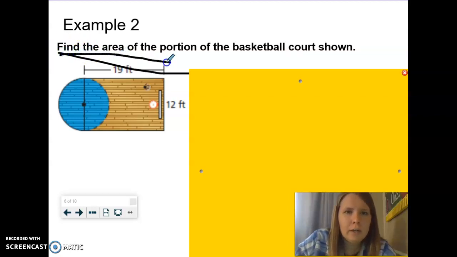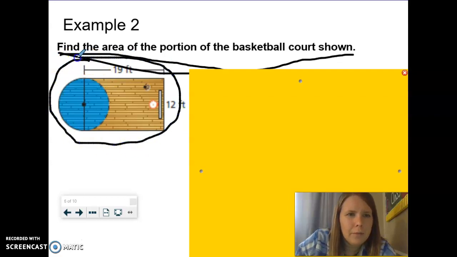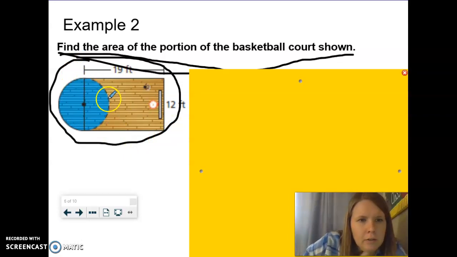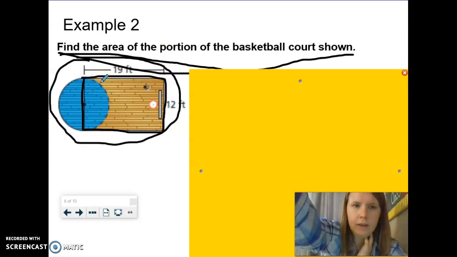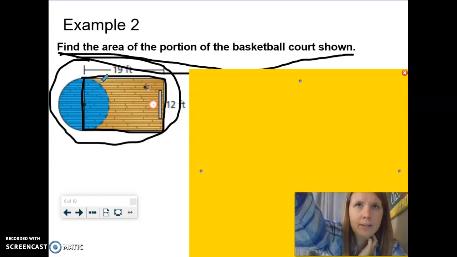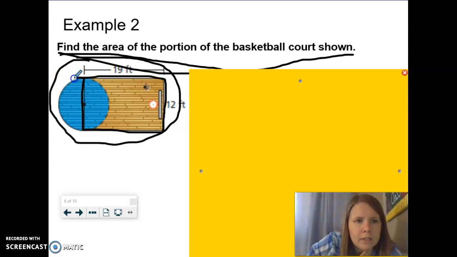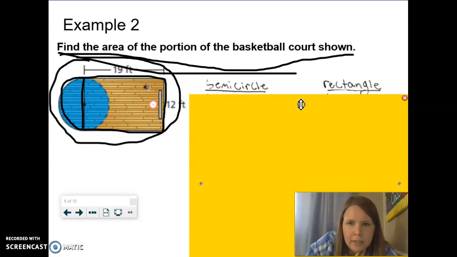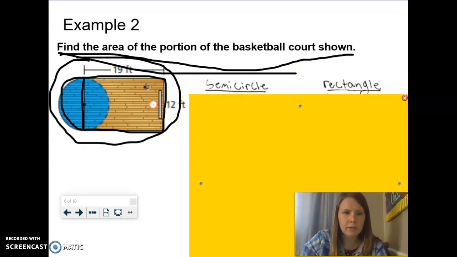Then this one, we're finding the area of the portion of the basketball court. Not sure why it keeps doing that either. So we're finding this whole part of the basketball court here. In my composite figure, it looks like there is a whole circle, but realize that this part is just a rectangle. When I do that, instead of one big circle, I now have a semicircle. So I'm going to find the area for the rectangle as well as the semicircle. This is how I broke it up, looking at my two different types of shapes.